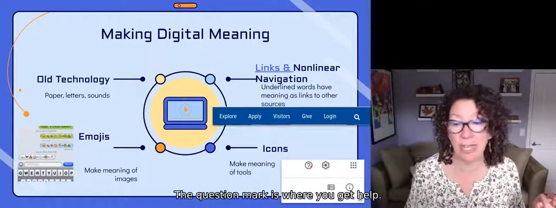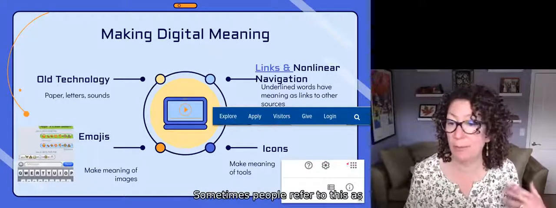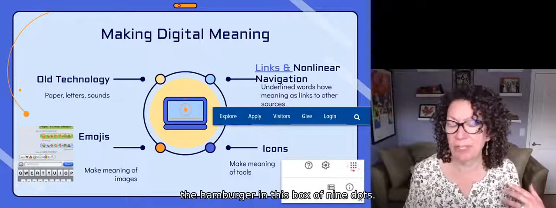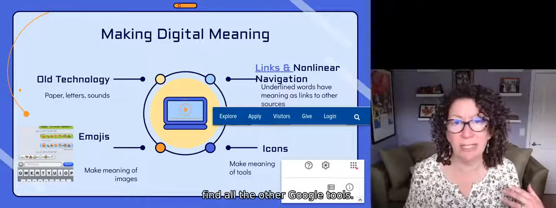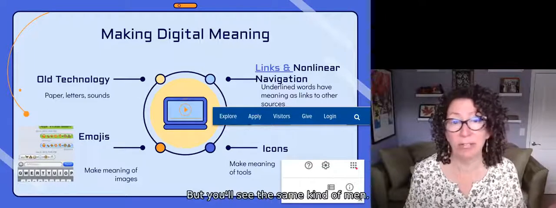So you can change the settings. The question mark is where you get help. Sometimes people refer to this as the hamburger, this box of 9 dots. When you click on that, you can find all the other Google tools.